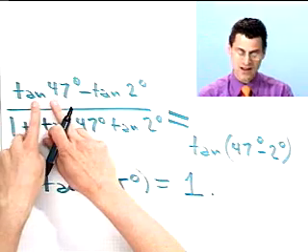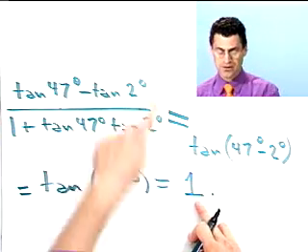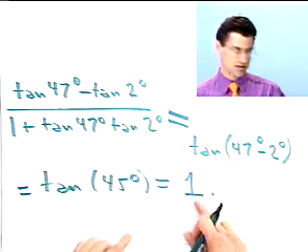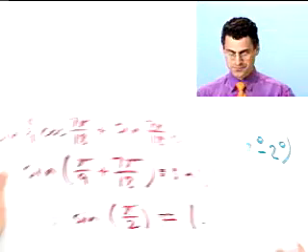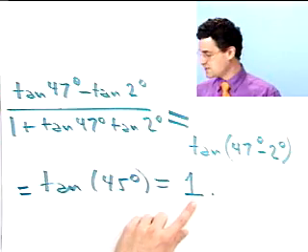Even though I don't know the value of tangent of 47 degrees or the value of tangent of 2 degrees, I know exactly what this combination of them is. So that's sort of interesting. This really complicated expression turns out to be 1.